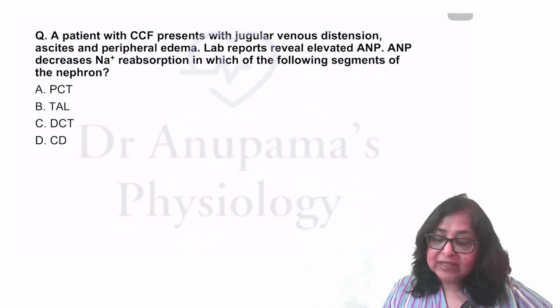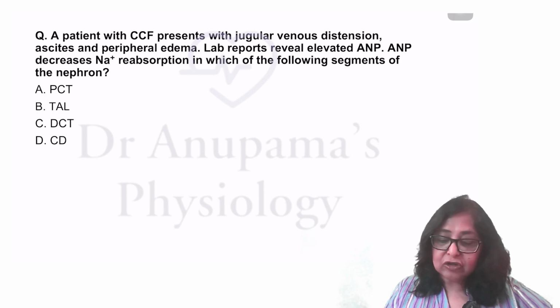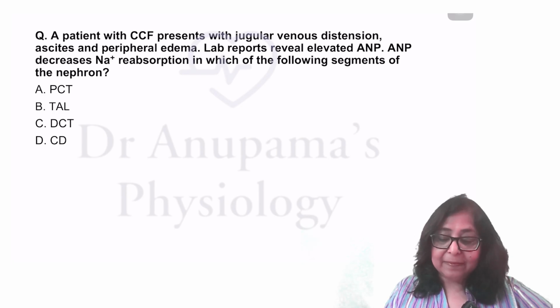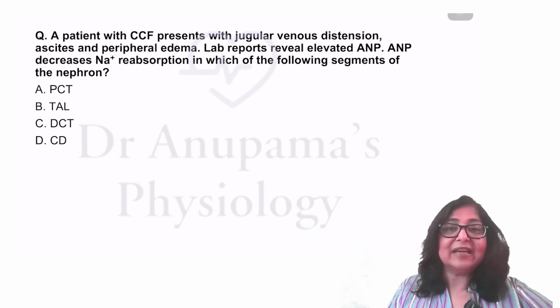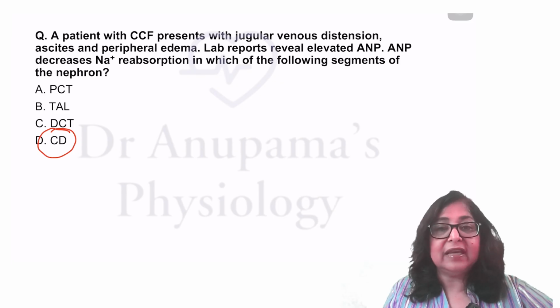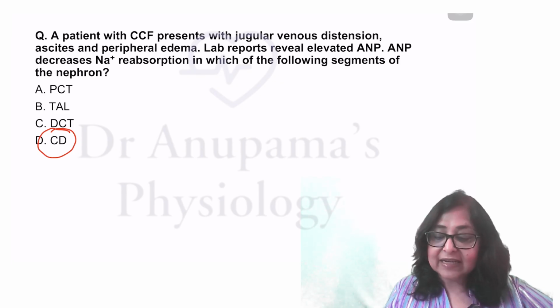A patient with congestive cardiac failure presents with jugular venous distension, ascites, peripheral edema. Lab reports reveal elevated ANP. ANP decreases sodium reabsorption in which of the following segments of the nephron? The action of ANP is in the collecting duct. It decreases the reabsorption of sodium in the collecting duct.